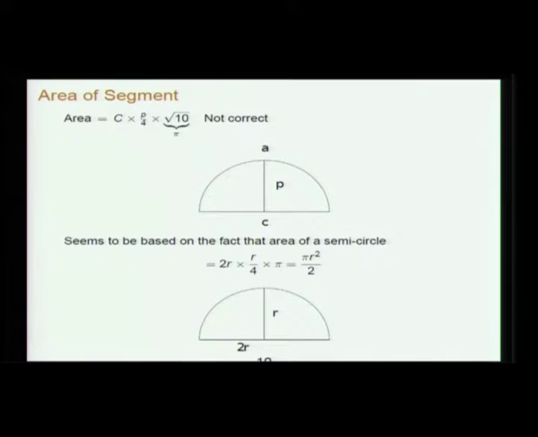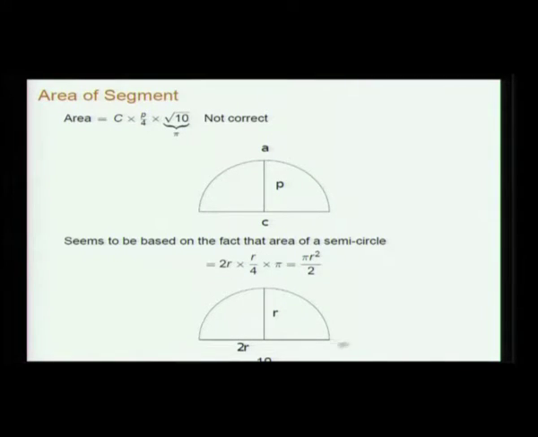So, essentially what he is saying is that if you have a segment like this, the chord is C and the arrow is P, then the area is C into P by 4 into root 10. So, root 10 is basically what is the value for pi he is taking. So, even if you replace by pi, it is not correct. It seems to be based, some scholars feel that it seems to be based on the fact that the area of a semicircle, see this kind of a thing will work.